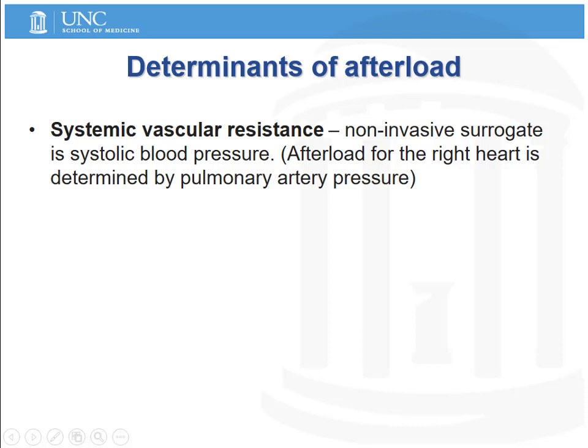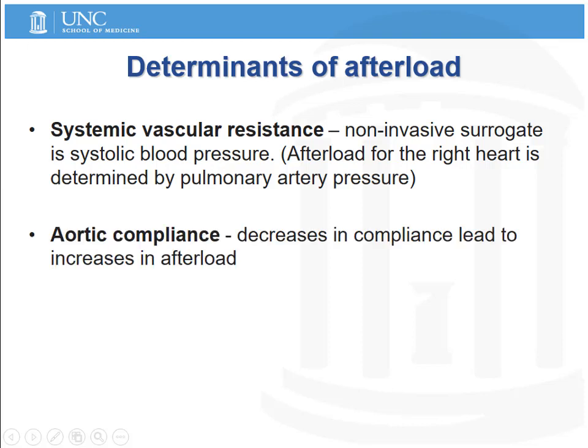So the left heart ejects blood through the aortic valve against the high pressure of the systemic circulation. That's the systemic vascular resistance, while the right heart ejects blood through the pulmonic valve against the lower pressure of the pulmonary circulation, or the pulmonary vascular resistance.